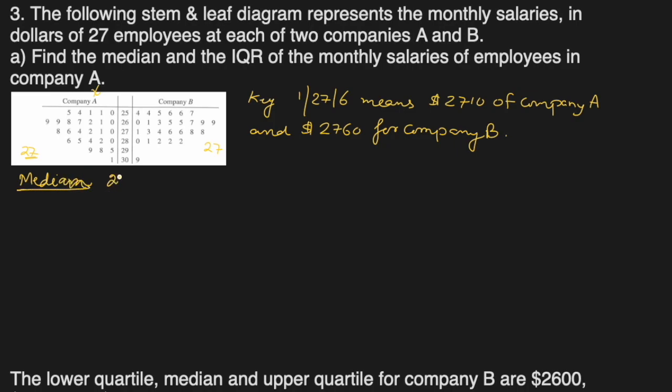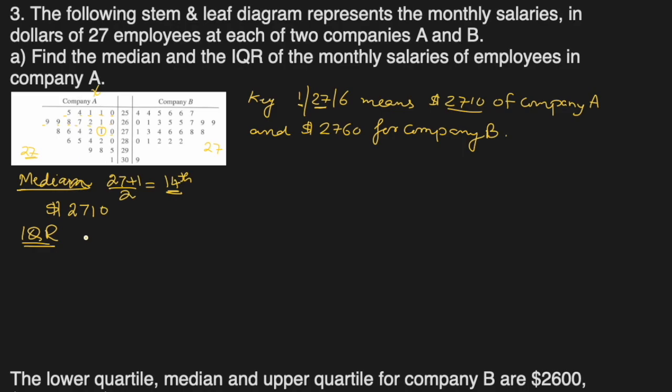So the median will be at the position 27 plus 1 divided by 2. So 28 divided by 2, the 14th position from the least or the highest. The 14th position will be the median. So let's count. 1, 2, 3, 4, 5, 6, 7, 8, 9, 10, 11, 12, 13, 14. This is the median, and that comes out to be $2710, right? Because they have written here 27 and 1, which is 2710. So this becomes the median. Let's talk about IQR now.